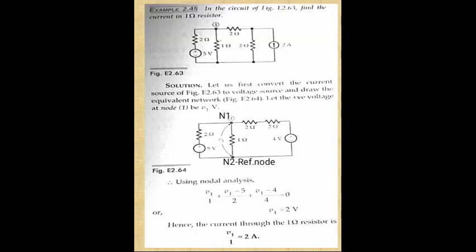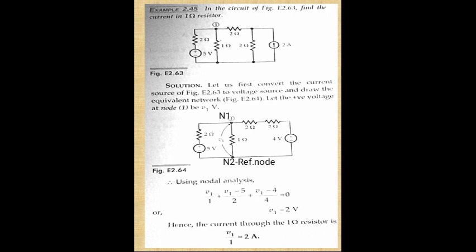Now we take another example. In the second question, we have to find the value of current in the 1 ohm resistance in the given network. First of all, we simplify this network. A current source of 2 ampere with parallel resistance of 2 ohm can be replaced by a voltage source of 5 volt plus series resistance of 2 ohm.